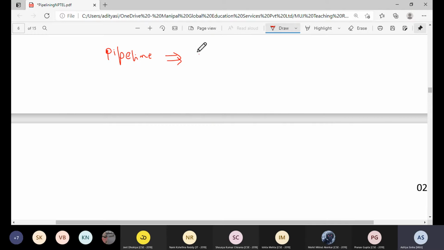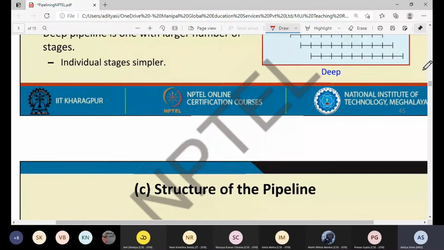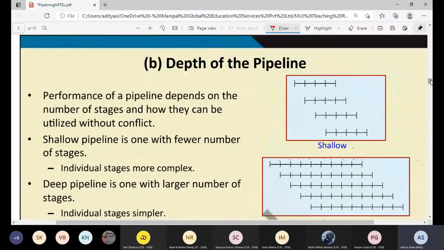Where do we apply pipelining? What is one major condition where you have to apply pipelining? What happened? You don't remember? Nobody remembers anything? We were looking into pipelining. There were certain properties of pipelining.